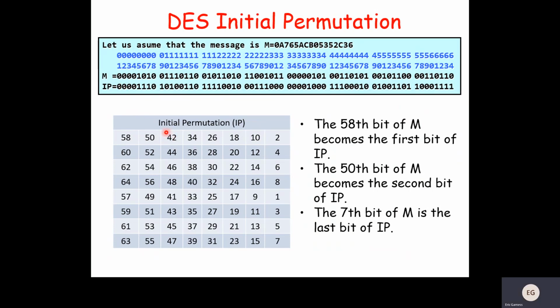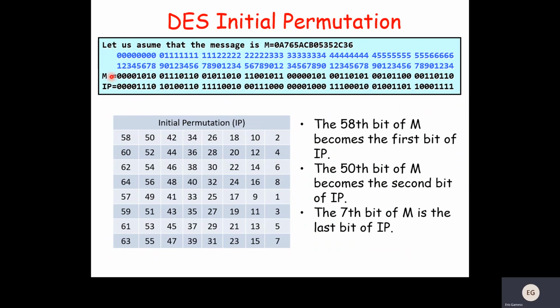Let's do the third bit. Bit 42, where is bit 42? It is this one, it's a 0. So this 0 will be the third bit. Bit 34 will be the fourth bit. Bit 34 is a 0, so it will be the fourth bit. Then bit 26 will be the fifth bit in the result. Let me take bit 26. Bit 26 is a 1. So this 1 will be the fifth bit in the result. I keep going and I will compute what is called IP.